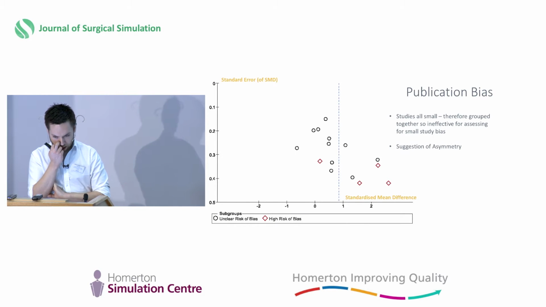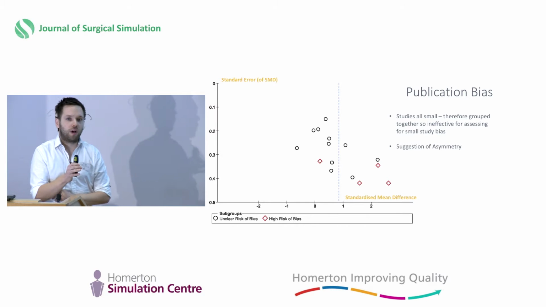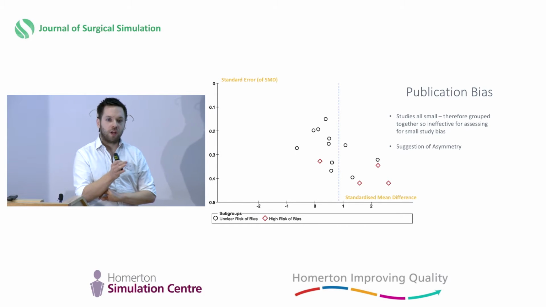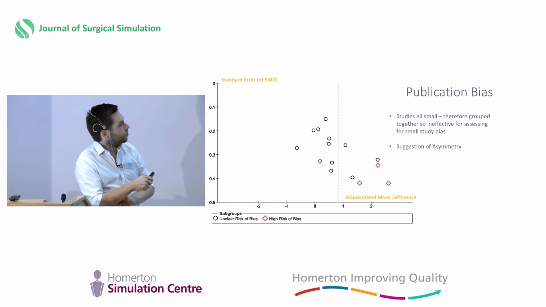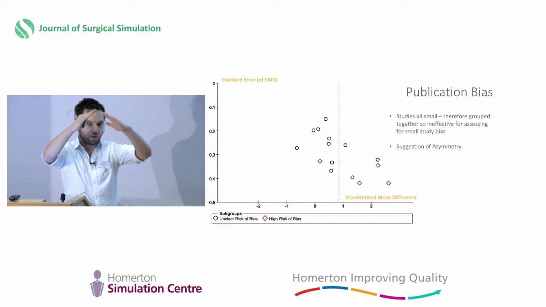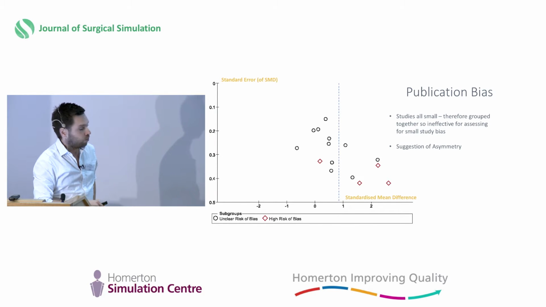So this is a funnel plot. This is just to try and assess the risk of publication bias, which is the bias caused by failure to publish studies with small or negative effect sizes. What you're really looking for here is a funnel shape. And as you can see, there is a gap down here, which is where the small studies with negative effects should be.